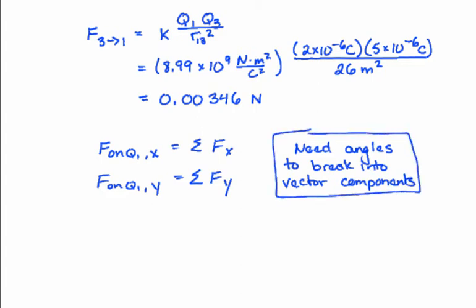So, taking a look at our diagram here, we've got our positions, we have our distances between them, so we can go ahead and find out the angles between these. So, between charges 1 and charge 2, I will use tangent to find my angle.